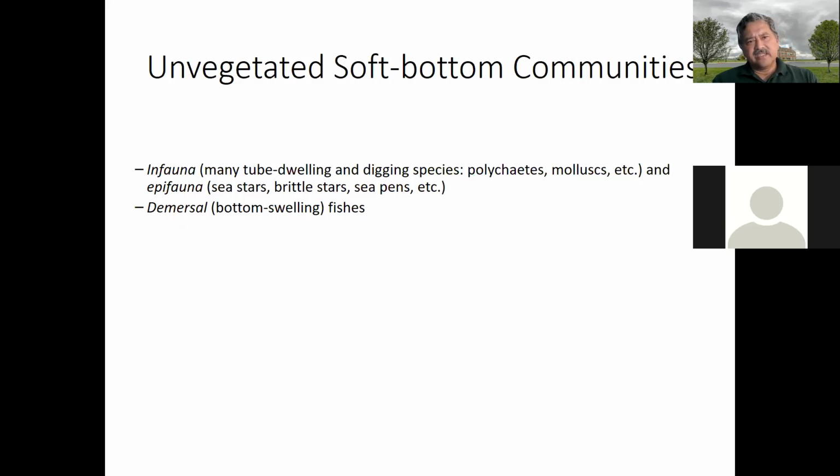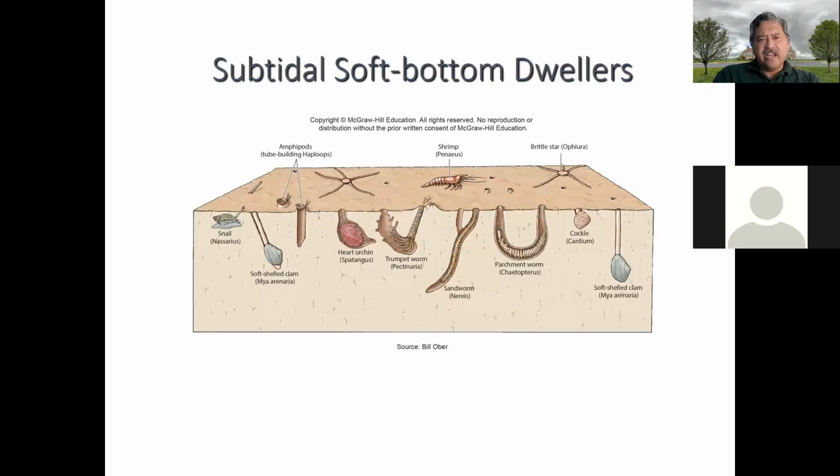Epifauna are things like sea stars, brittle stars, the echinodermata in general. And then we also have organisms living on the bottom of these soft bottom communities. You may have seen different types of fish like stingrays or maybe some halibut that are living at the bottom of this area. And these are demersal organisms. And then here's a diagram that shows you some of that.